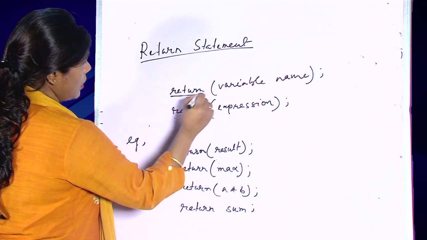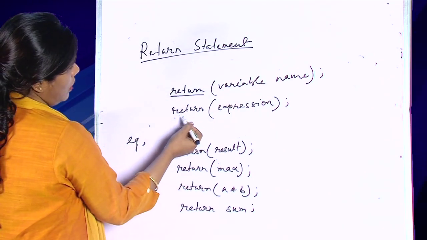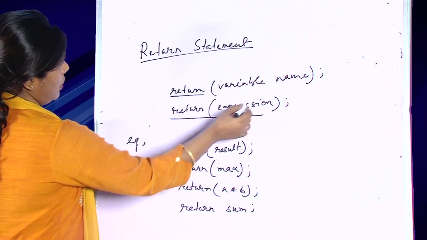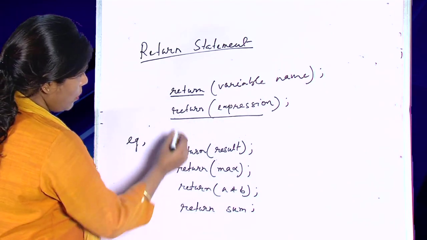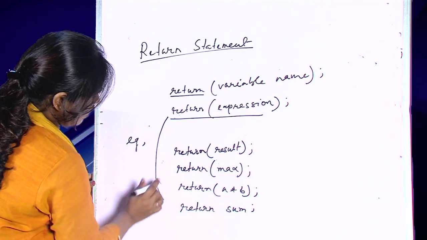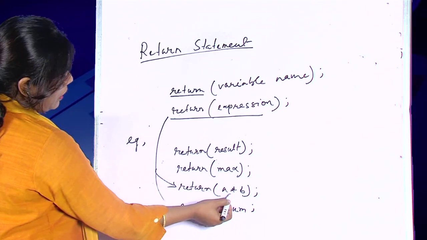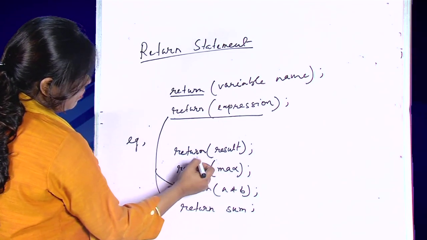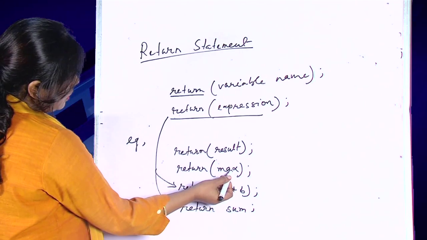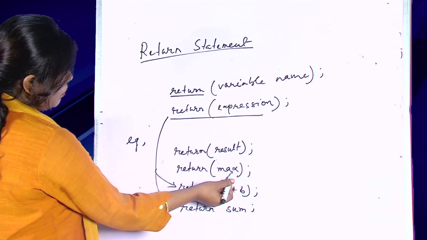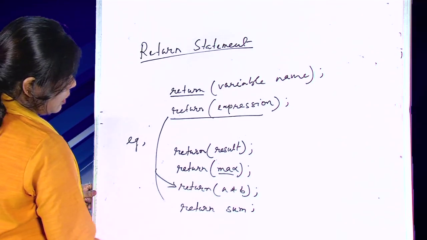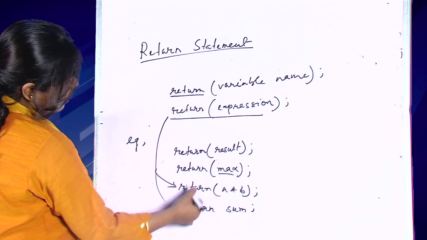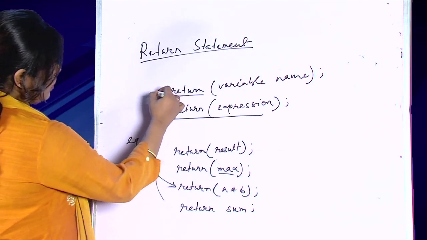First, we have to use this keyword return, then variable name. Variable name can be expression. In this syntax, here I have given within the first bracket an expression is used. One example of this type of return statement is this one. Return a into b. The multiplication of these two variables is returned to the calling function. In this example, result is returned to the call function. Here, the maximum value of the number of variables is stored in maximum, and this maximum is returned to the call function. And here, as I already told, a into b is returned to the main function. This is the syntax of return statement.